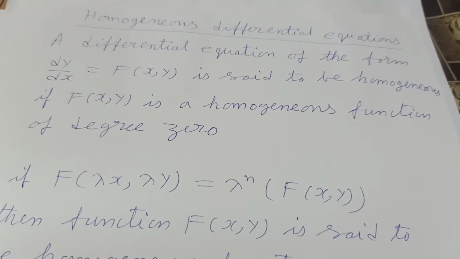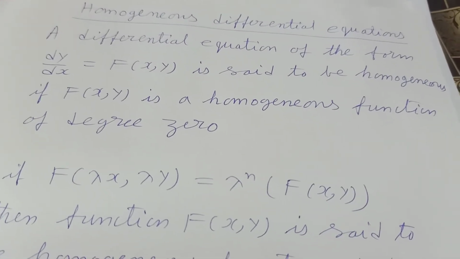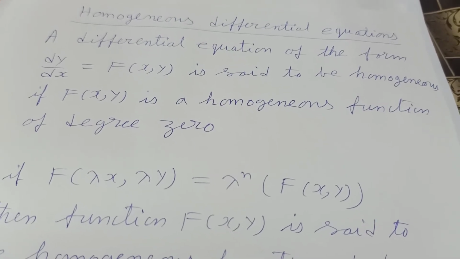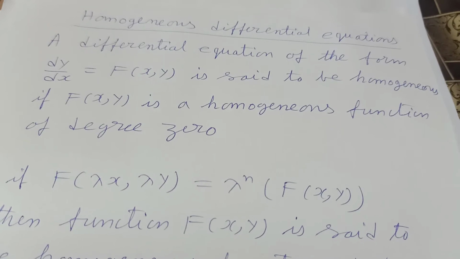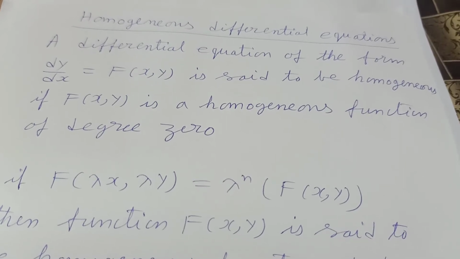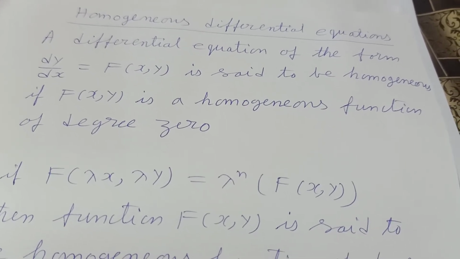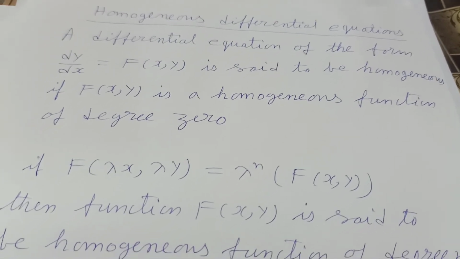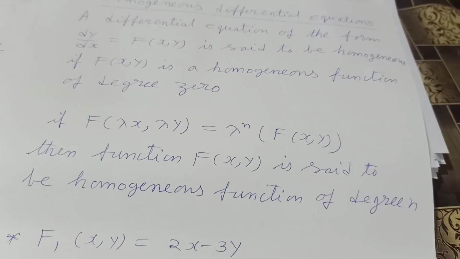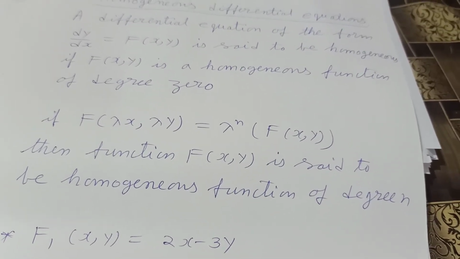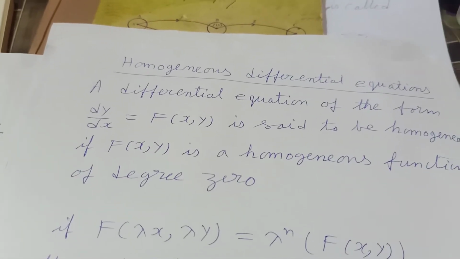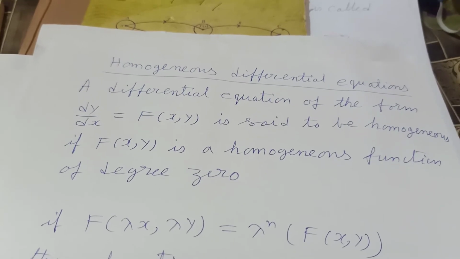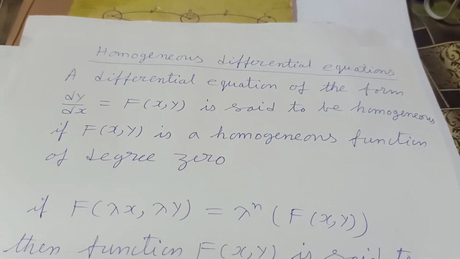Now what do you mean by a homogeneous function? Suppose we have a function f(x,y), and if we replace x by lambda x and replace y by lambda y, that is if we find the value of f of (lambda x, lambda y), and it turns out to be of the form lambda raised to n into f(x,y), then we say that function f(x,y) is a homogeneous function of degree n. So what we have to judge here is that f(x,y) should be a homogeneous function of degree 0.